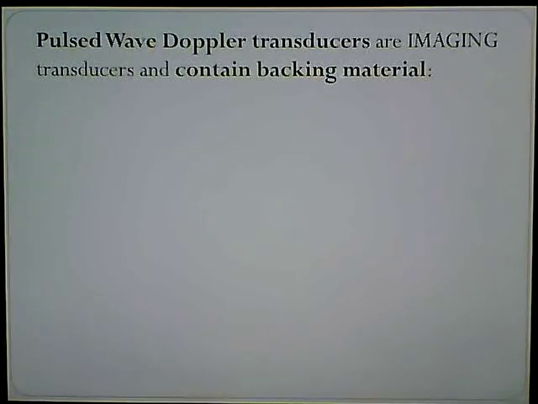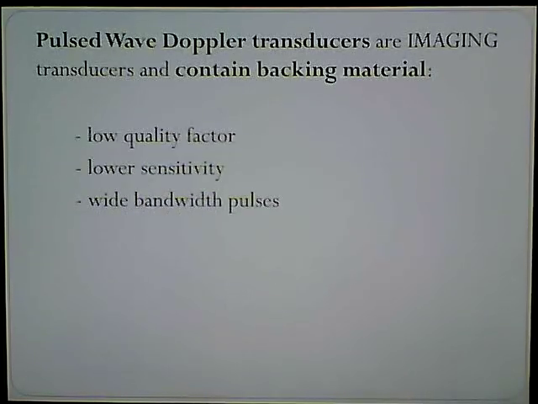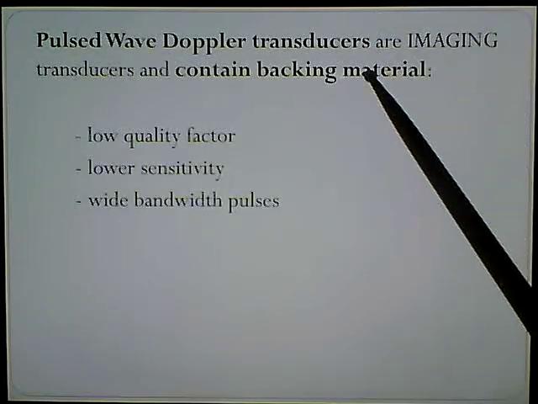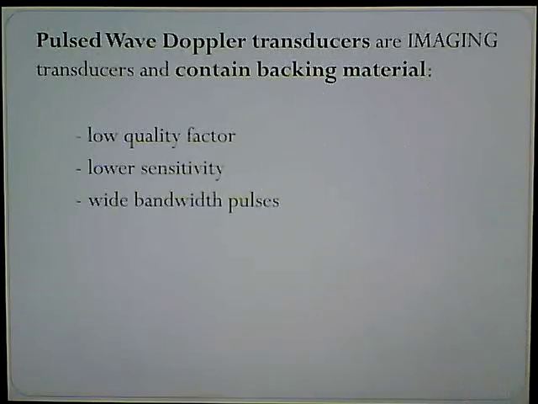Pulse wave Doppler transducers are imaging transducers. They contain backing material. They have to be able to provide an image as well as a Doppler pulse. So they have a low quality factor, lower sensitivity, and wide bandwidth pulses. You know this already. You had a test on it and you all did good. You got this, because we're all going back to what we used before. Backing material does all of this.